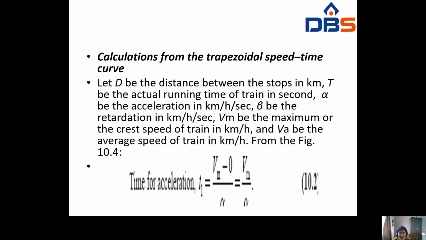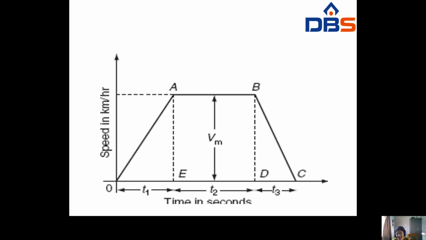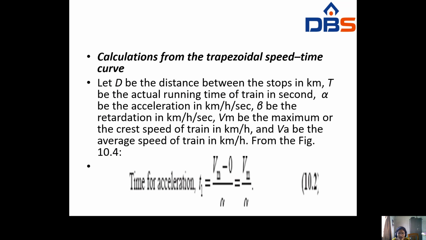Now, time for acceleration. Up to T1 is the accelerating period, which means the speed of the train gradually increases. Alpha is the acceleration in kilometer per hour per second, and beta is the retardation. Retardation means coming to the stopping or braking position, and that time period is called the retardation period. Vm is the maximum or crest speed and Va is the average speed, both in kilometer per hour.